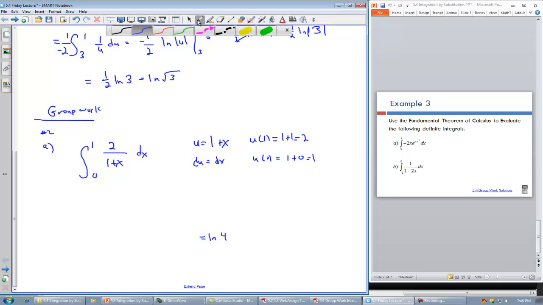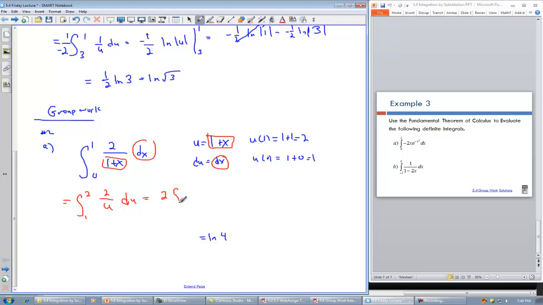Now I'm going to make my substitution. So this is going to equal the integral from 1 to 2 of 2 divided by u. Remember my 1 plus x, that's right here, that's my u. And of course, dx is just du. And so this integral is now one of my 4 types. If you want to, you can rewrite this as the integral from 1 to 2 of 1 over u du. And then I can integrate it.